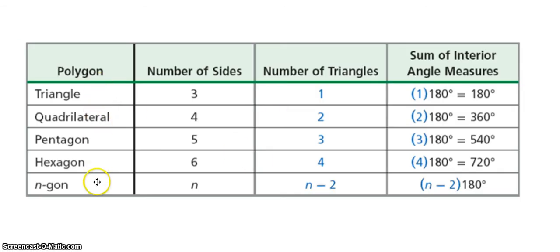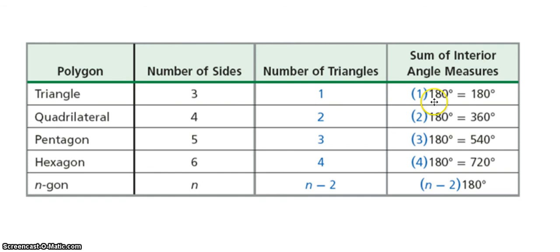So as we look at increasing numbers of sides in polygons, we can see that the number of triangles increases by 1 as we add an additional side to our polygon. If we would like to know the sum of the interior measures of a 6-sided polygon, it has 4 triangles. 4 times 180 is 720. The relationship that you can see here is that the number of sides take away 2 gives you the number of triangles, doesn't it?